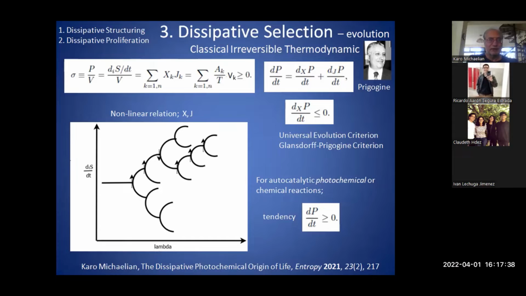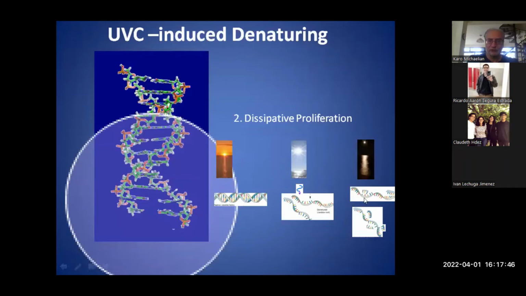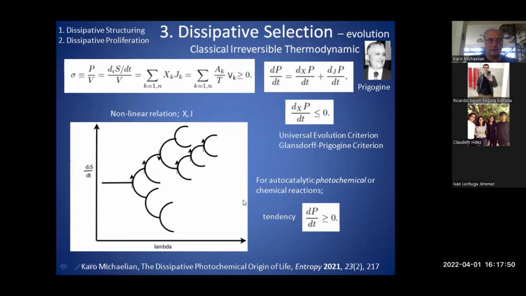So we talked about dissipative structuring, which was the first component of the theory, and then dissipative proliferation, which was what we showed here. We have proliferation 2, where we had initially 1. And now we're going to talk about dissipative selection. That is giving rise to evolution. So that means selecting those molecules or those complexes of molecules which give ever greater dissipation.